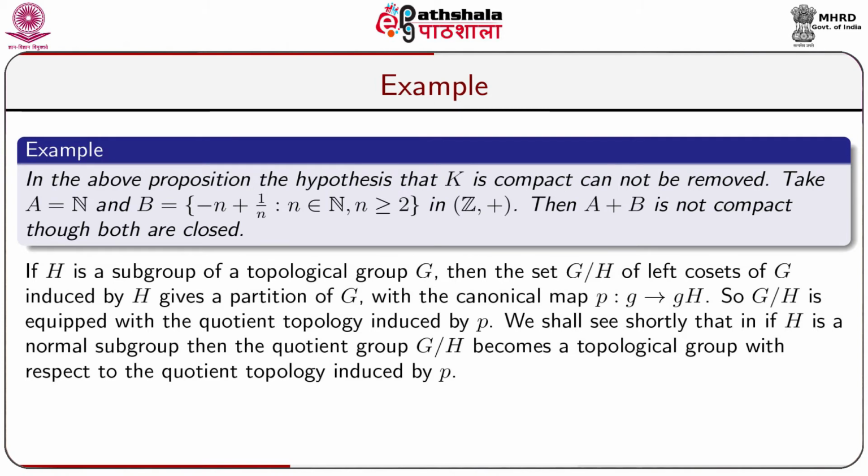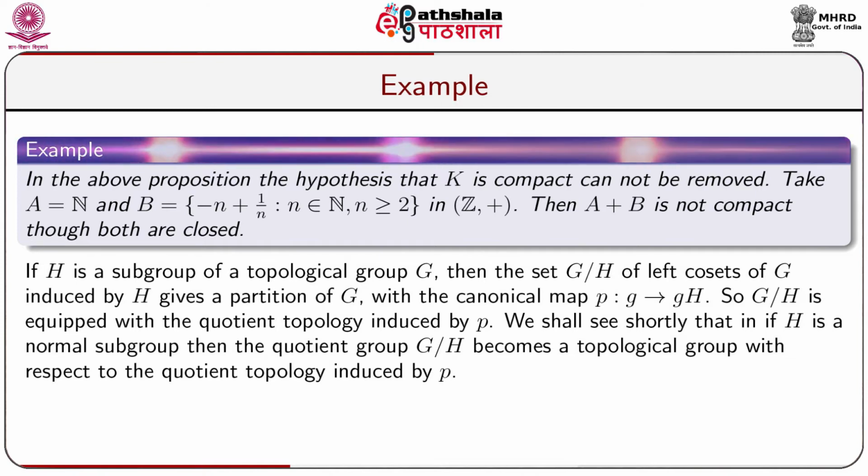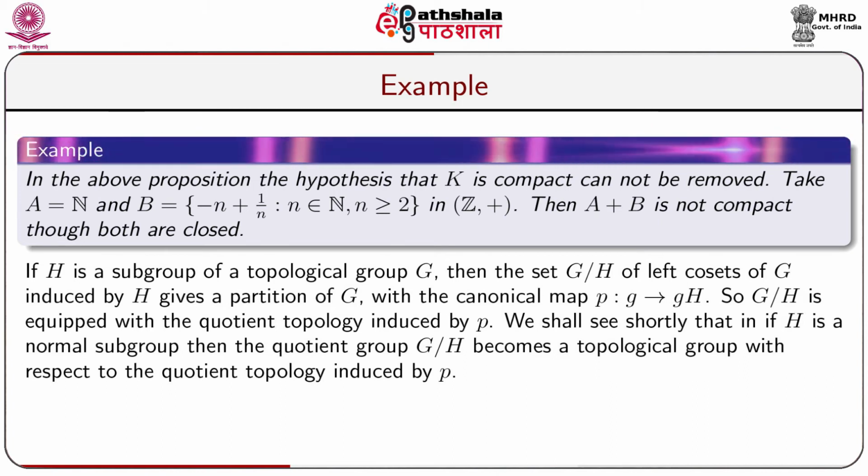Clearly, this is not compact in R plus. So, in the above theorem, the condition that K is compact is necessary. Next, we go to prove some quotient space related properties of topological groups.